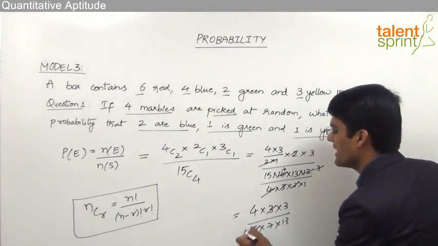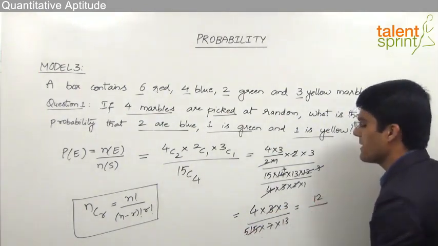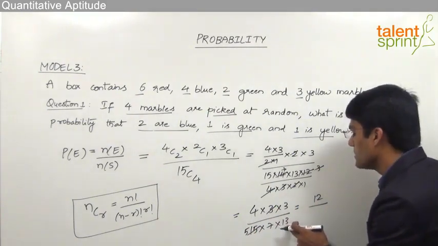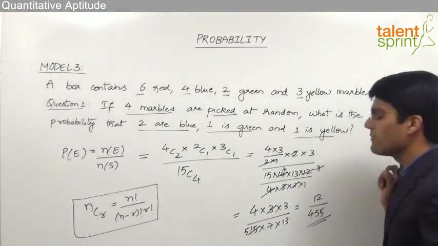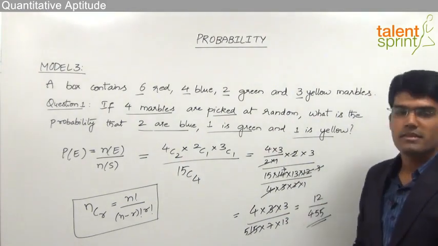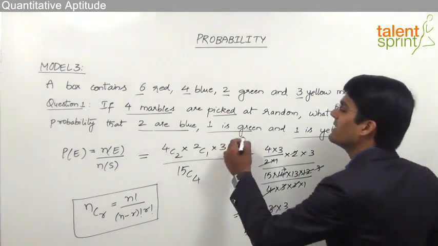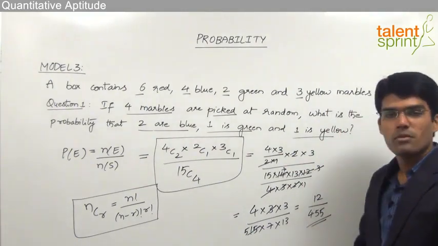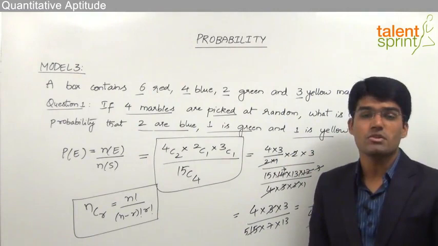Now 3 here can be taken 5 times. So this is 4 into 3, 12, divided by 5 into 7 is 35, and 35 into 13 can be taken as 455. So 12 by 455 is the final answer for this question. So depending on the options, either we can take this as the answer or we can simplify it further to get 12 by 455 as the answer. So this is how we can solve such questions based on combinations.